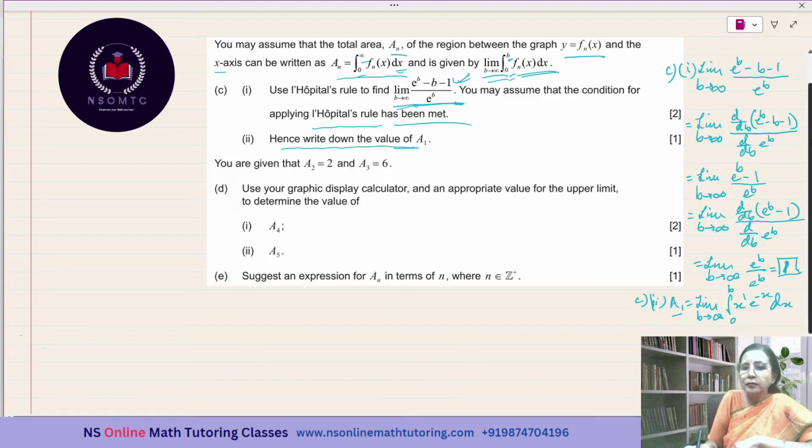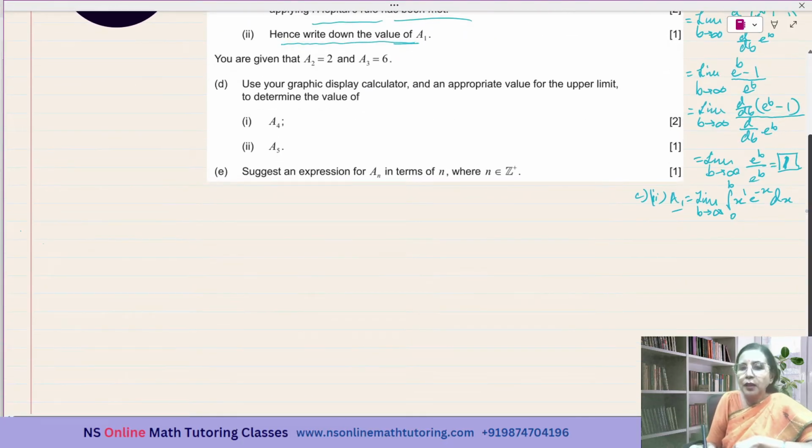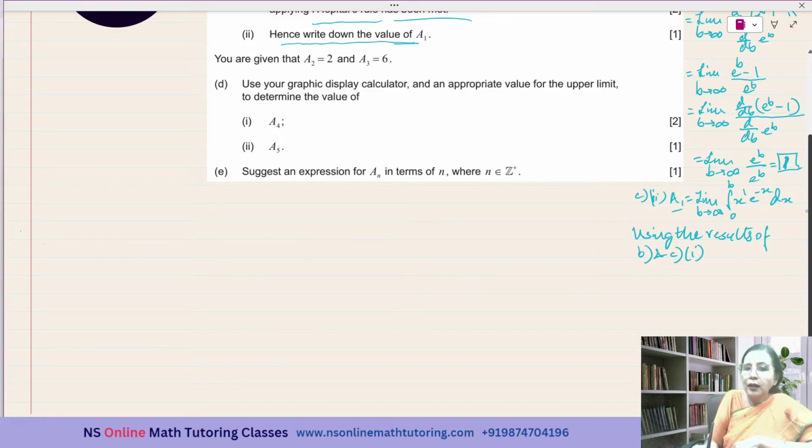So, using the results of B and C, A1 is equal to 1. Okay. It is containing just a single mark.